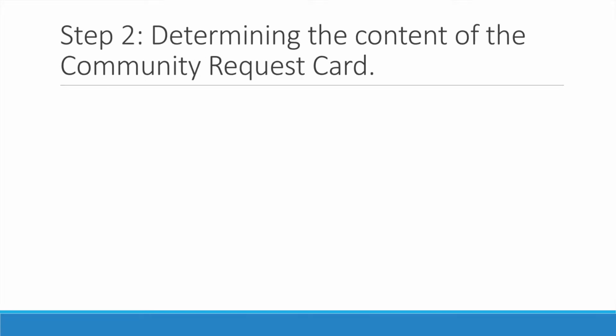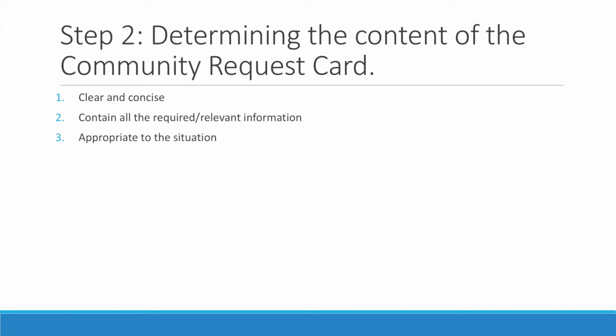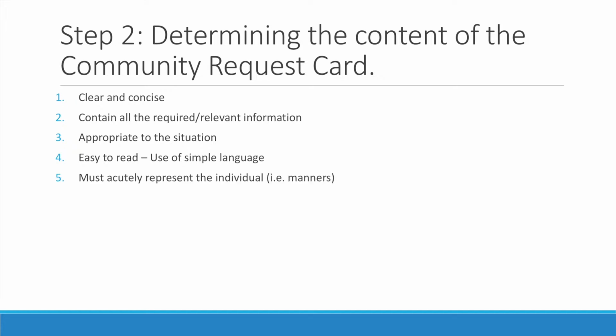Determining the content of the community request card, you need to ensure that they are clear and concise, provide all relevant information, are appropriate to the situation, easy to read and use simple language so that everyone can understand it, and clearly represent him as an individual, for example, including greetings and manners.